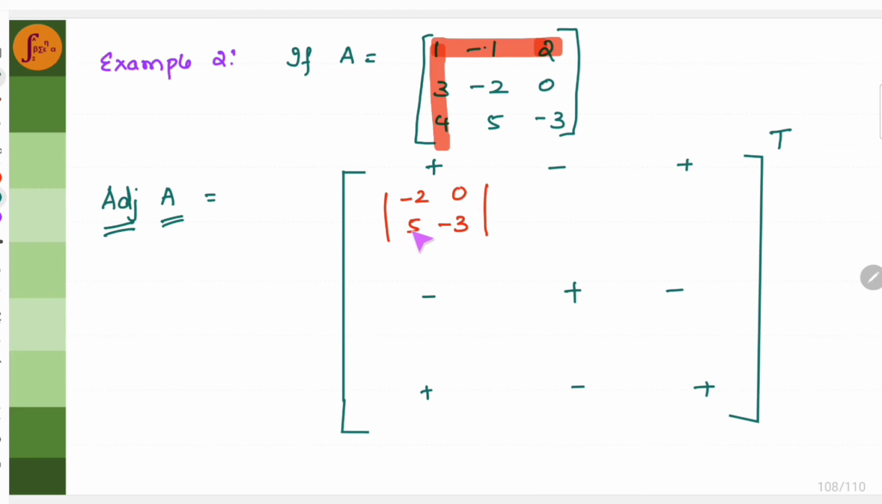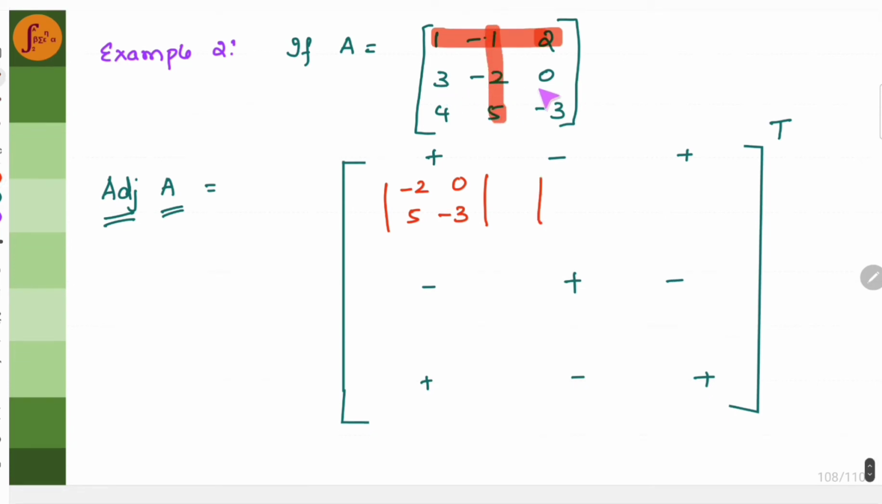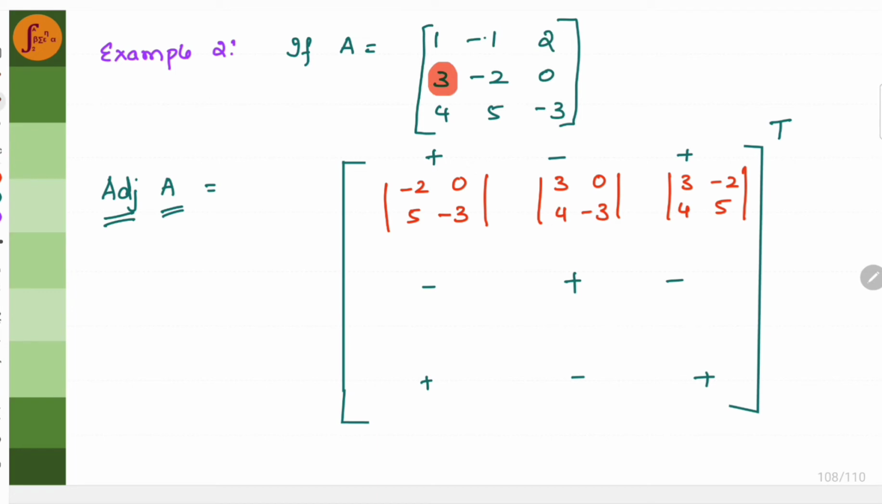Now we go on putting the minors. Now we'll go to the second element, minus 1. For the second element, you'll have to ignore the second column. So the elements left are 3, 0, 4, minus 3. Now we'll go to the third element. We'll have to ignore the third column and first row. These are the elements: 3, minus 2, 4 and 5. So let's go to the fourth element now. For the cofactor of 3, ignore the second row, first column. The elements left are minus 1, 2, 5, minus 3.